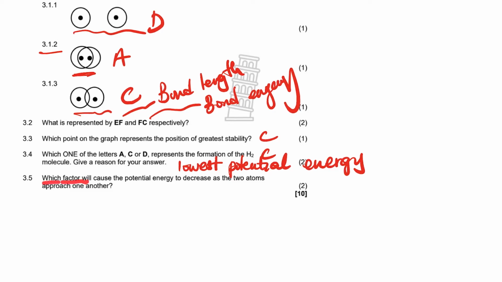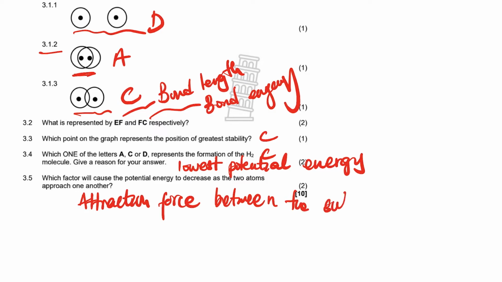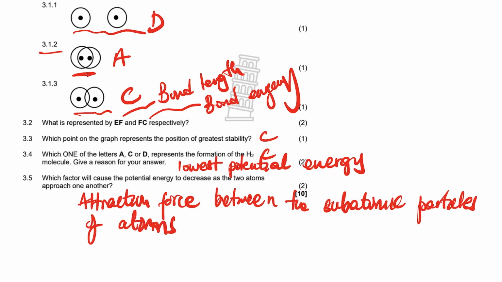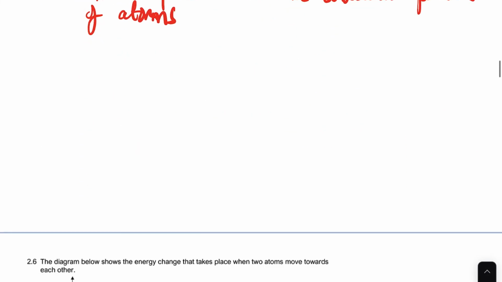Now, which factor causes the potential energy to decrease as the two atoms approach each other? What causes that, guys, is the attraction force. The attraction force causes the potential energy to decrease. So it's the attraction force between the subatomic particles of atoms. As they approach each other, while they attract each other, the potential energy decreases.